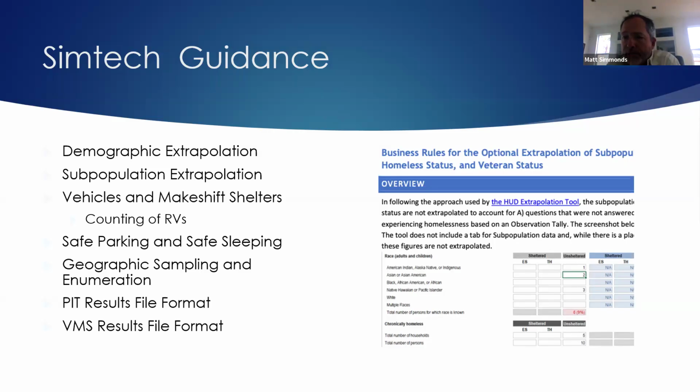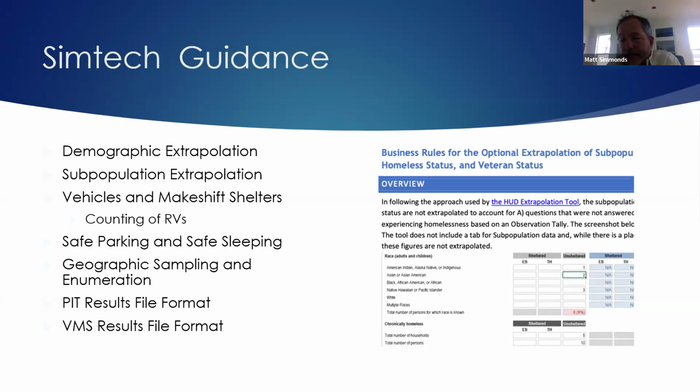For those of you that use geographic sampling and enumeration, we have a methodology document that we curate for each of you. One of the things that I think makes us stand out is we have a PIT results file format that makes it easier for you to get the data back out. And if you're working with us, we take that data and we can create the dashboards and the reports off of that. It's much easier than rekeying information over and over again.